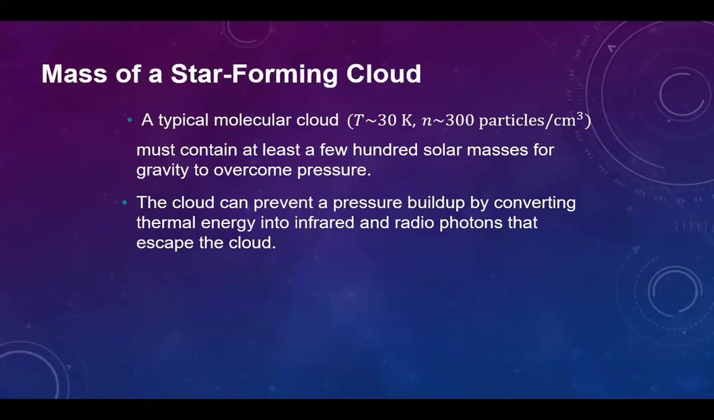And the cloud can prevent a pressure buildup. So as it collapses, it's going to heat up, but it can get rid of some of that energy by converting it into infrared and radio photons, infrared and radio light that escape the cloud, and that cools the cloud down. So it does heat up, but it's a big cloud, so it can emit some of that heat as light.